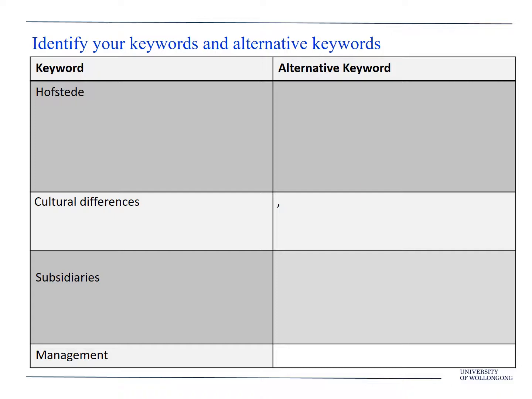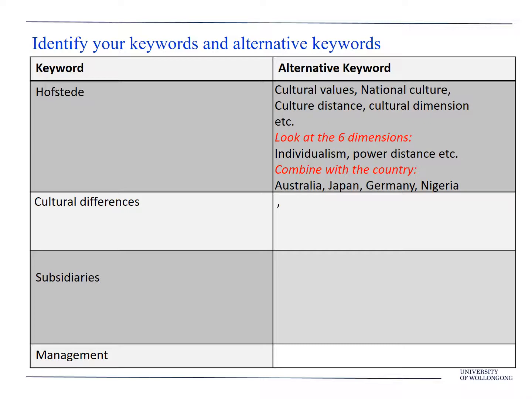When we think about Hofstede, Hofstede is also known as cultural values, national culture, cultural distance, cultural dimensions. You also need to make sure that you look at those 6 dimensions, so things such as individualism and power distance, but you also need to combine this with the countries that you're looking at, so Australia, Japan, Nigeria, and Germany.